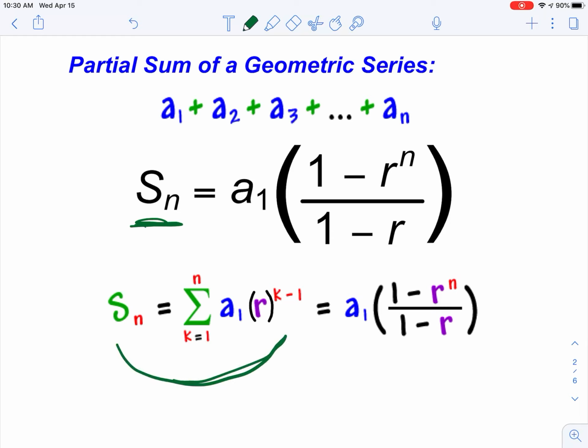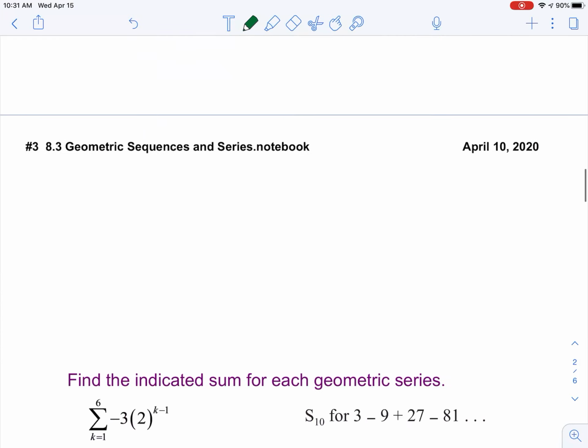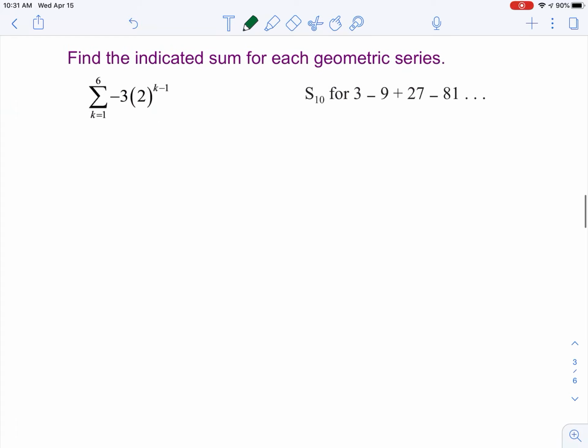And don't forget, we can write it in summation notation using the sigma. And your first term is down here, number of terms is at the top. And then notice this is the explicit formula that we learned yesterday. That's going to be your rule. And anytime you see a number that has an exponent, it's going to be a geometric series. So let's get started.